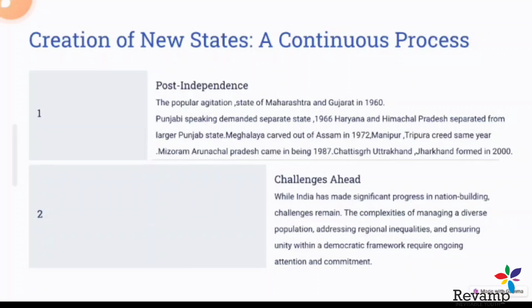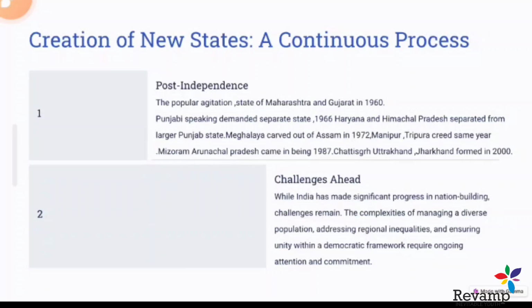In 1966, Haryana and Punjab were separated from the larger Punjab area. When Haryana and Himachal Pradesh were separated, Punjab became a separate state in 1966. In the northeast states also, they wanted internal autonomy. There were a lot of issues, because the northeast was a very complex area and not much care was given to it. But later, Meghalaya was carved out of Assam in 1972 and became a separate state. Manipur and Tripura were also created in the same year, 1972. Later Mizoram and Arunachal Pradesh came into being in 1987.